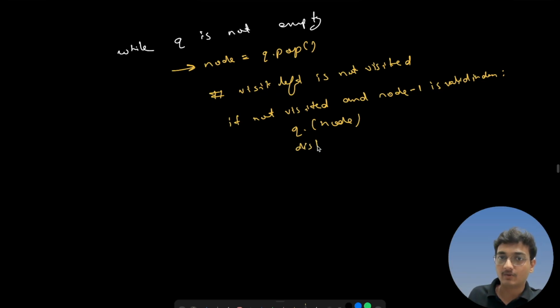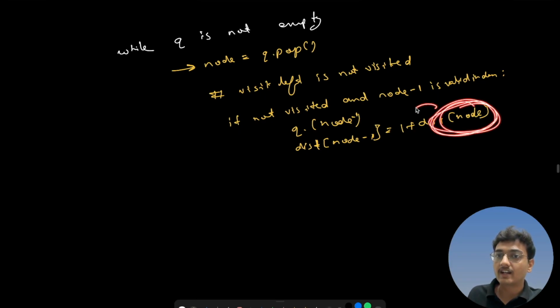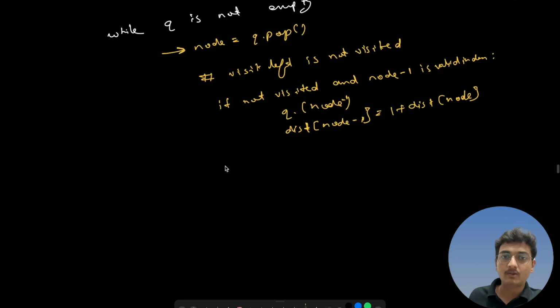Second thing, the distance of this node, node minus one, can I update it with something like this? Whatever distance is required to reach the node, can I add plus one here and visit this node? Yes, I can. So that is the second thing I will be doing.